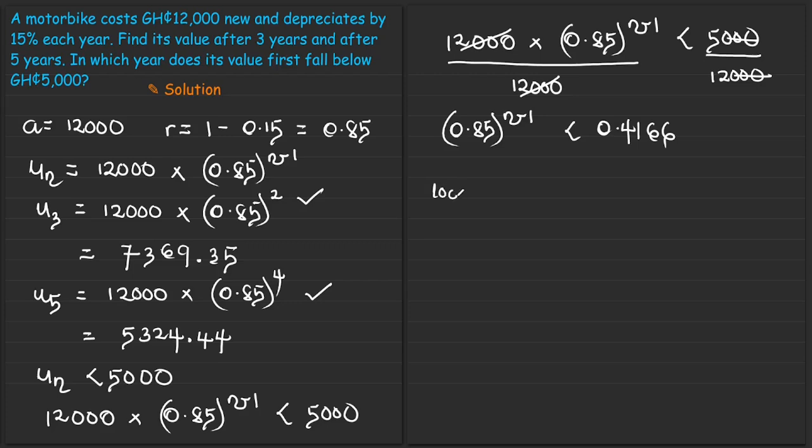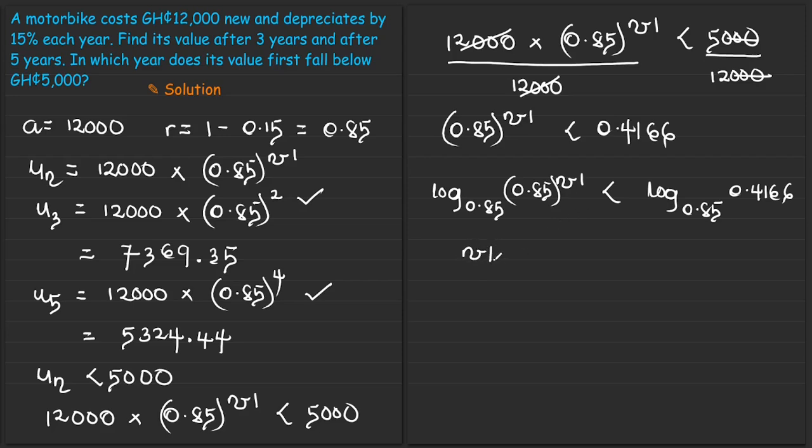With this, we are going to take the logarithm of both sides to the base 0.85. So log to the base 0.85 of 0.85 to the power n minus 1 is going to be less than log of 0.4166 to the base 0.85. Log of a number to the same base gives us 1.